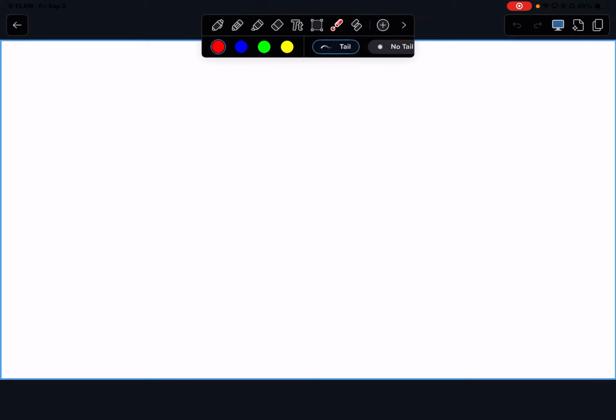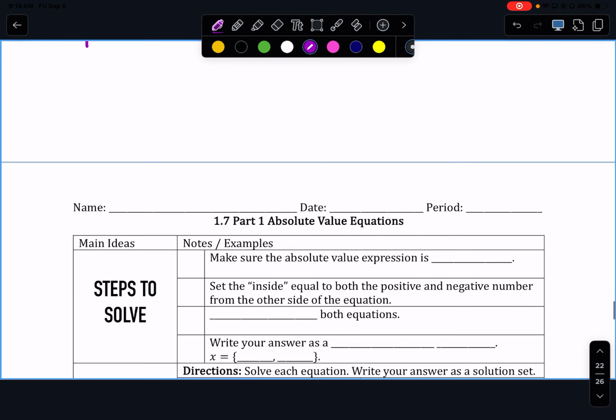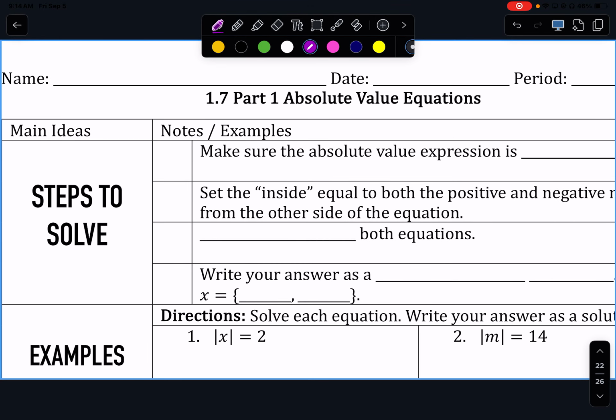So if I gave you this right here, and I said the absolute value of x is equal to 7, what number could I put in there for x? 7, because the absolute value of 7 is 7. What else could I put in there? Negative 7. So we have to look at both the positive and the negative cases because both can give us the correct answer. So we're going to look at steps to solve absolute value equations in 1.7 part 1, which is what we're looking at today.